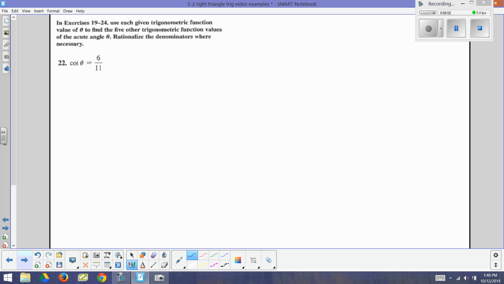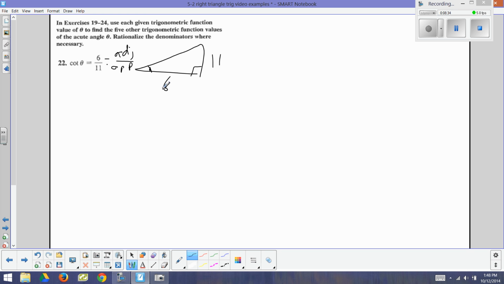I'm not going to do the whole thing for you here, but I will do this whole one. I'm going to do the next one. Cotangent. Right angle. Cotangent, remember, is a reciprocal of tangent. And tangent's opposite over adjacent. So this is adjacent over opposite. So if that's my angle theta, my opposite is 11, my adjacent is 6.